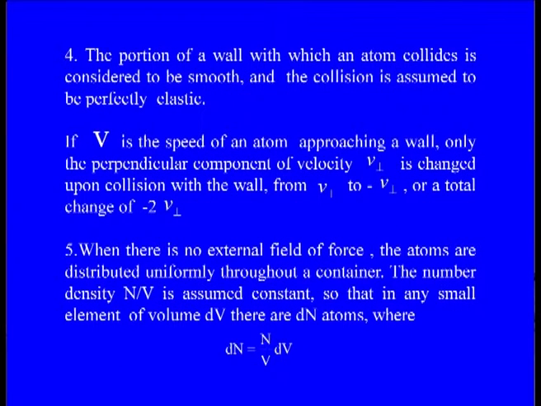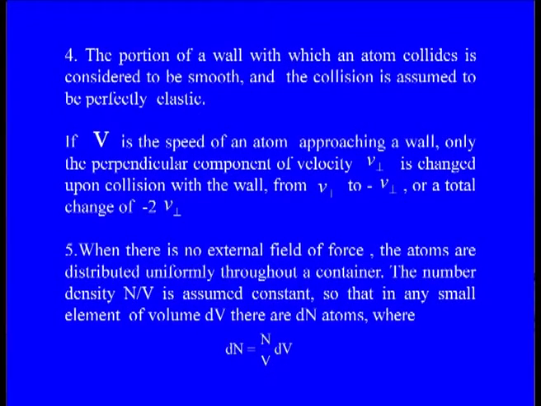Fourth assumption is the portion of a wall with which an atom collides is considered to be smooth and the collision is assumed to be perfectly elastic. This is one of the most important assumptions in the kinetic theory of gases, that the collisions between the atoms and the walls of the container are perfectly elastic. That is the reason the surface of the wall should be smooth enough, so that the collision will be perfectly elastic. As we know, if v is the speed of an atom approaching a wall, only the perpendicular component of velocity, v perpendicular, is changed upon collision with the wall. From v perpendicular to minus v perpendicular, it just changes its sign, a total change of minus 2 v perpendicular.